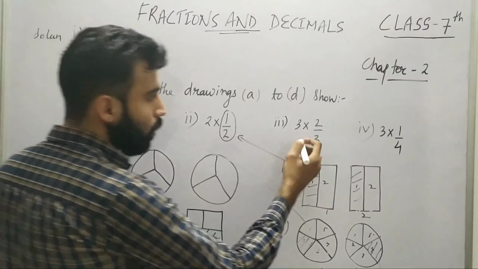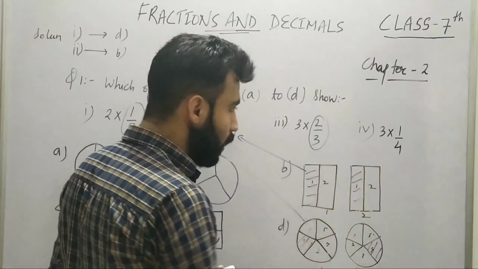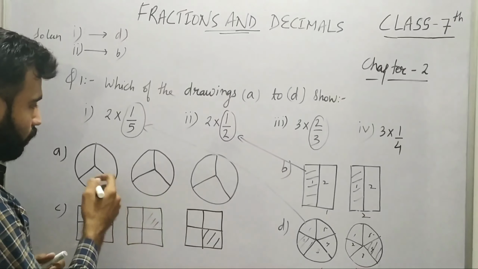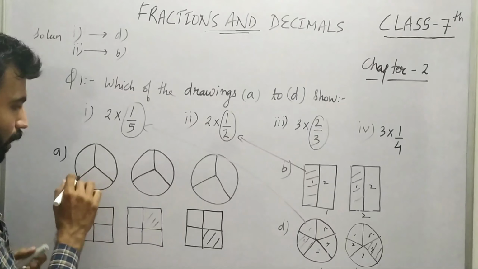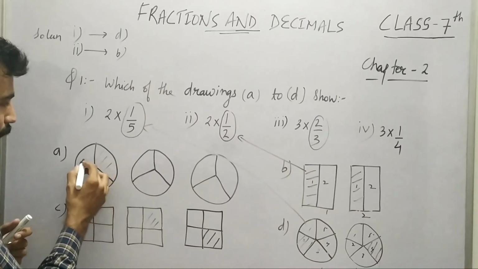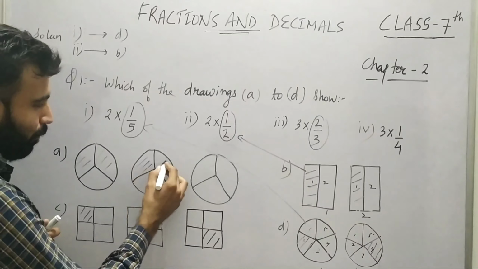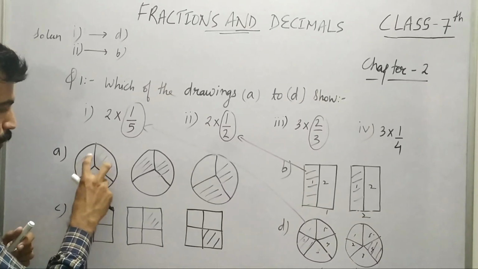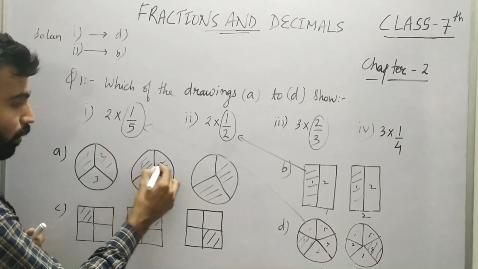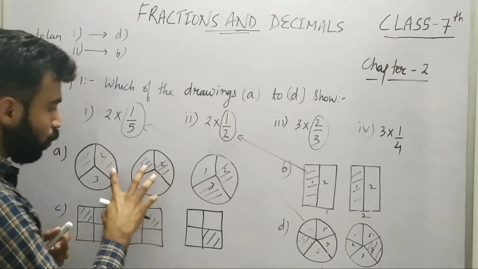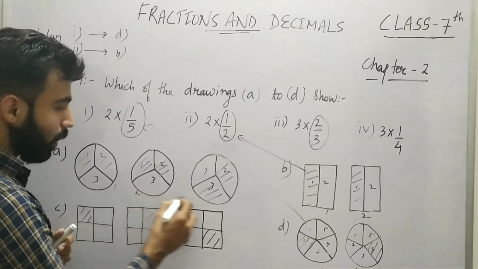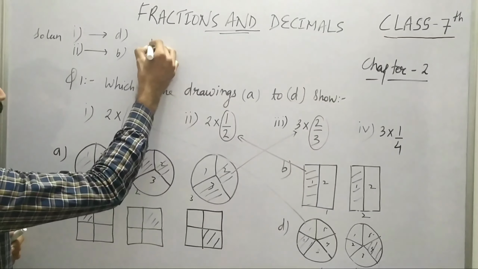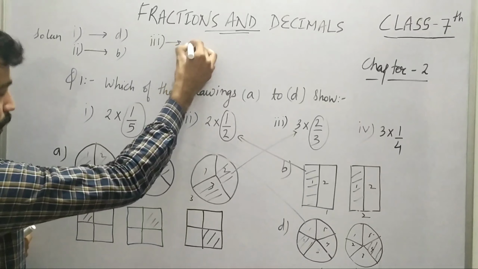Now let me find out the third one. This shows 2 out of 3 are shaded. So let me find the total number of 3 here. So this is the figure, but I suppose I forgot to shade it, right? So let me shade it now. So now you can see 2 out of 3, because there are 3 parts. So 1, 2, 3, 1, 2, 3. So 2 out of 3 are shaded and there are 3 in number. So 3 into 2 by 3. So this is actually matching this. So the third part is matching with A figure, right?